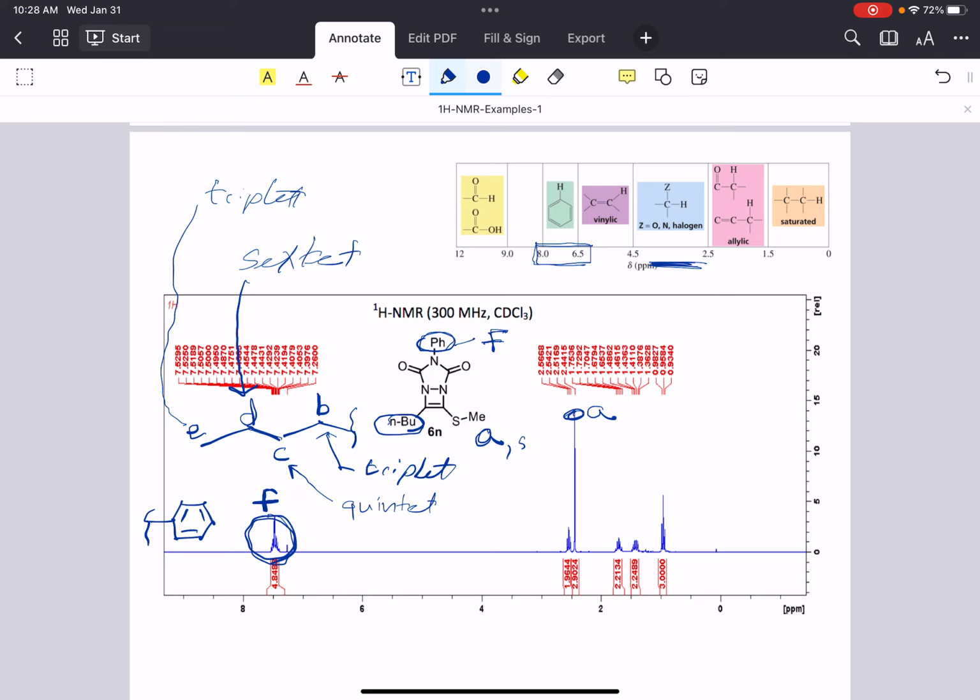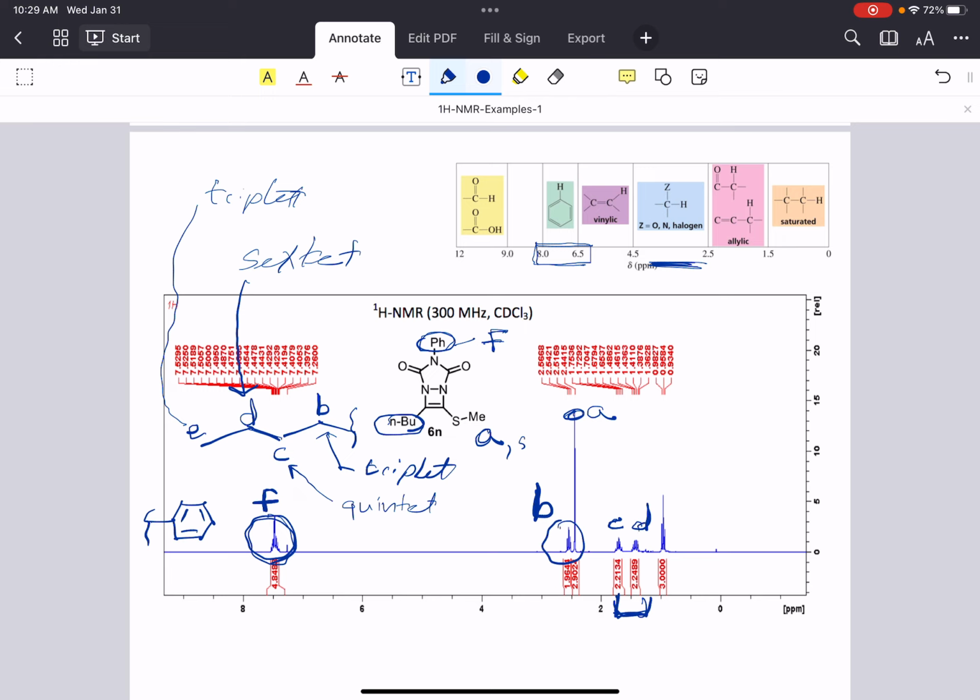So the farthest downfield signal that I have is this triplet, about 2.2 or 2.5 or so. It's a triplet. That corresponds to signal B. The next two multiplets that we have are in this range between, say, 1 and 2. They both integrate to 2. The closest one to the heterocycle is going to be signal C. That should be a quintet. We can call this signal C, which means the multiplet next to it is going to be D.